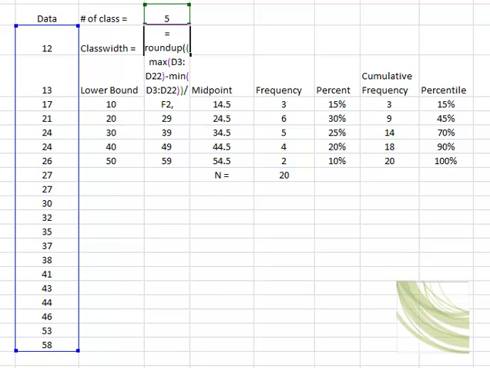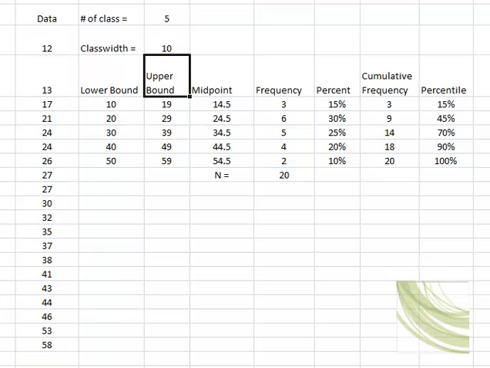Comma, oh, no, that's right. Then enter 0, because all data are integers, so we don't want to have decimals for our class width. So now we have class width 10. So next, we want to know the lower bound. Our minimum element is 12, so we can start from 10. So 10, then plus class width, you get the lower bound for the second class 20, followed by 30, 40, 50.